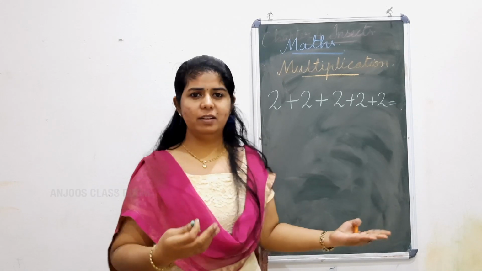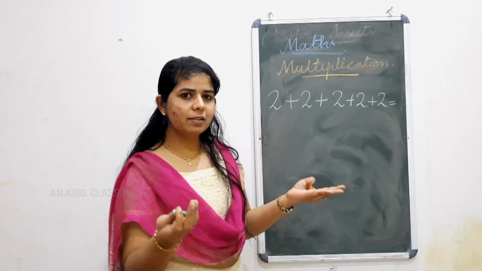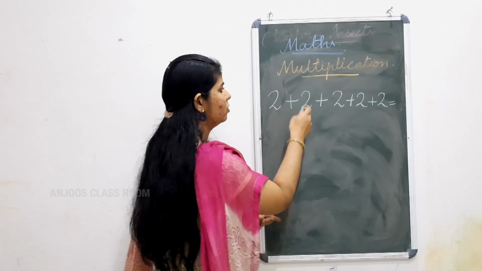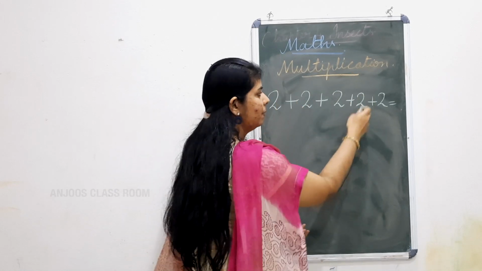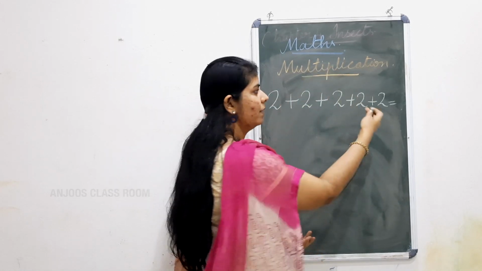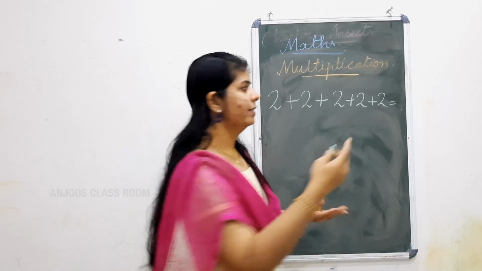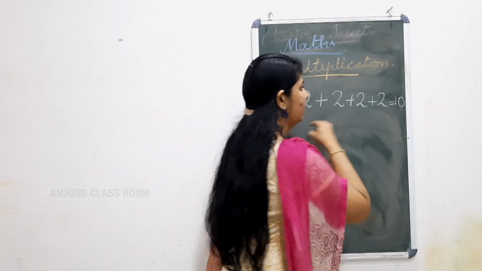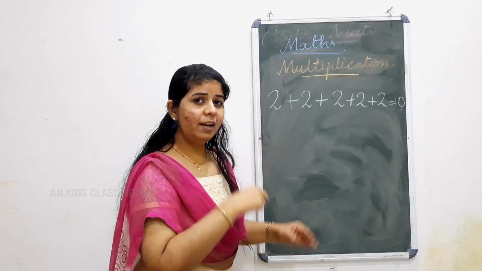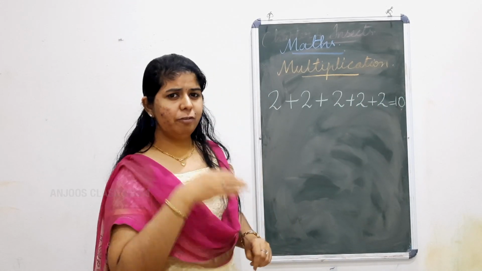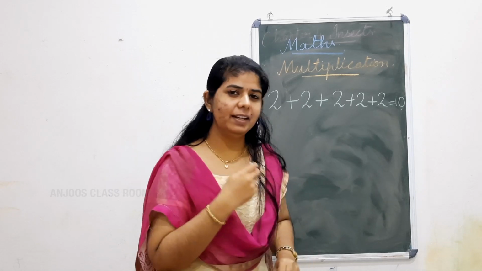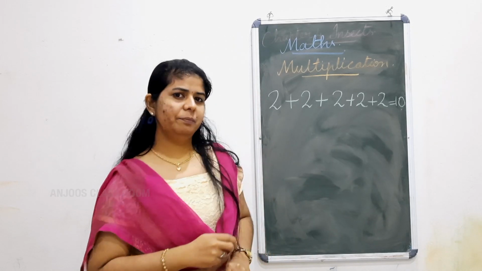We want to add it. So we shall add it. 2 plus 2, 4. 4 plus 2, 6. 6 plus 2, 8. 8 plus 2, what's the answer? 10. Now see, the same number written here, and I have added that and got the answer 10. Instead of going on repeatedly adding it, we will do another way.